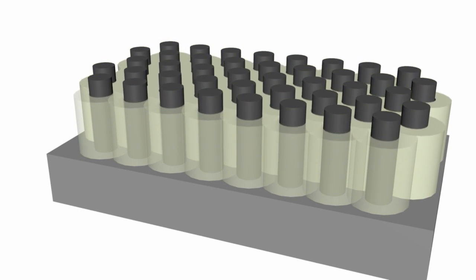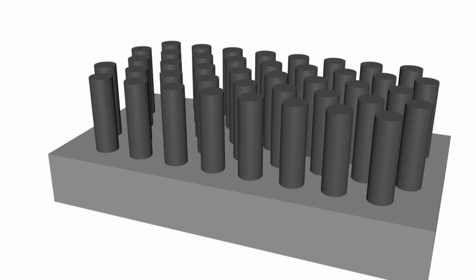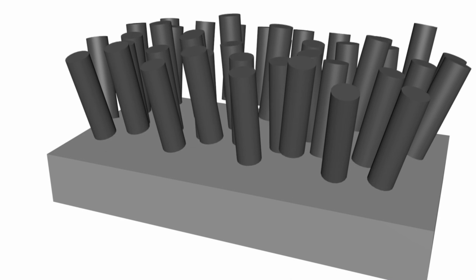The surrounding aluminum oxide can be easily removed by simple etching in sodium hydroxide, allowing the nanorods to escape into the solution.